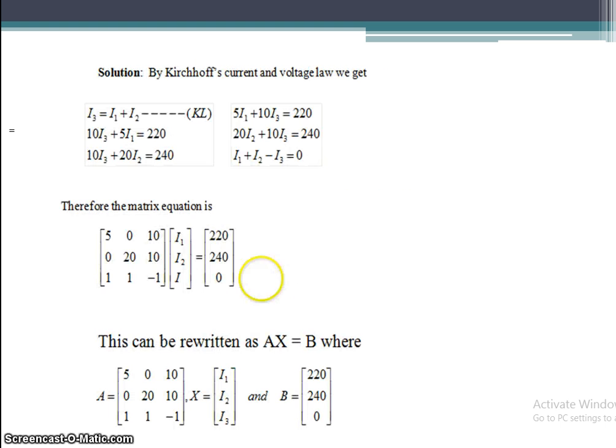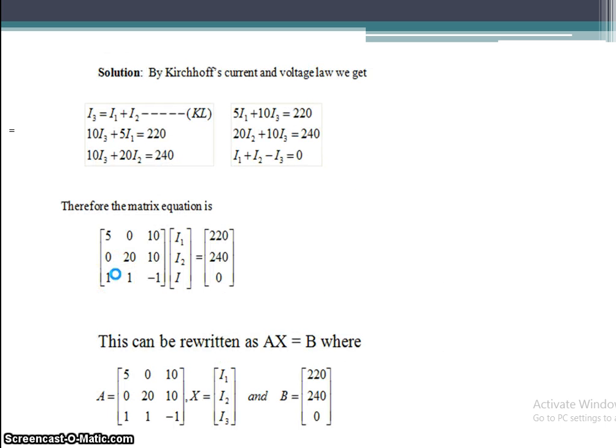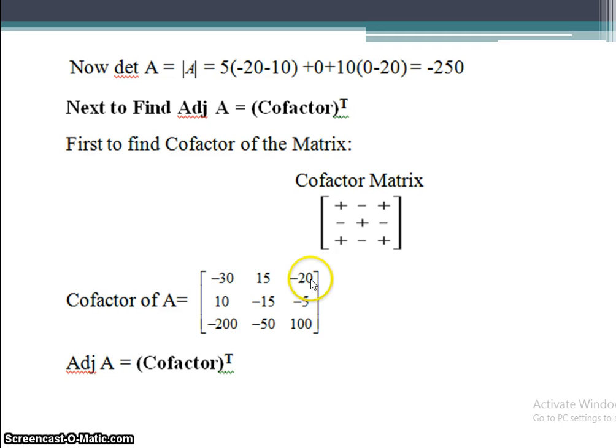Then the third one is 10, so we omit this column. So we get 0 minus 1 is 0, we get minus 20. So therefore the answer is minus 20. It's based on the same thing here. So we take the cofactors, and for each and every element we have to find the determinant value here. So we get the cofactor of A.